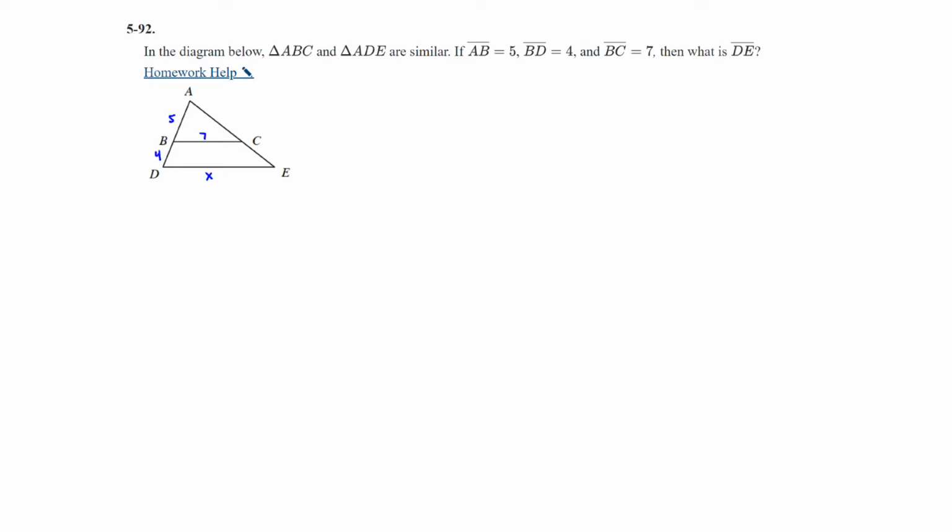Since we know the triangles are similar and we have the measures written down now, we'll go ahead and write our proportions. AB, so that's 5, is to the whole length AD, and that's 9. And that's equal to the length of BC, 7, to the length of DE. And that's our unknown. And so when we solve, that's 63 is equal to 5x. X is equal to 12.6 units. So the measure of DE equals 12.6.